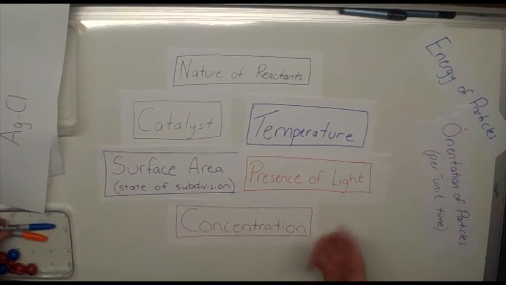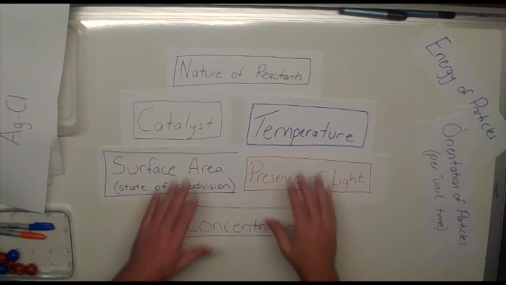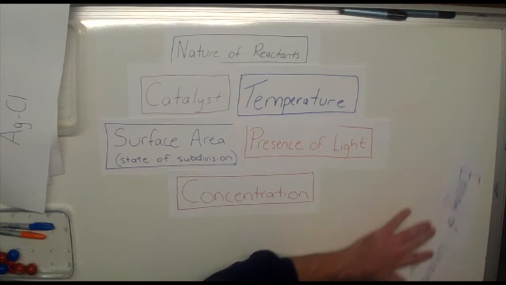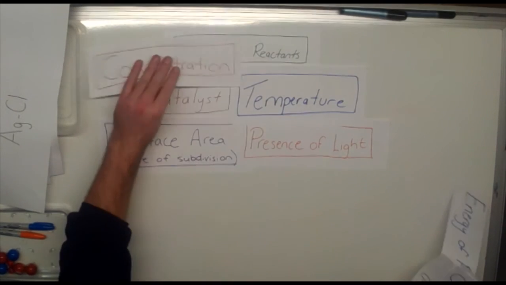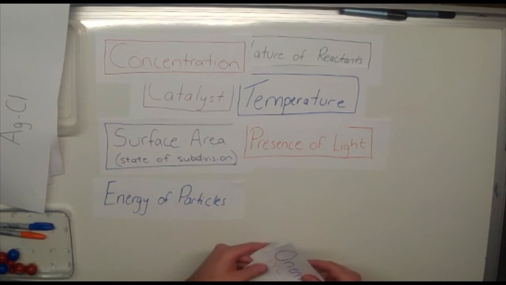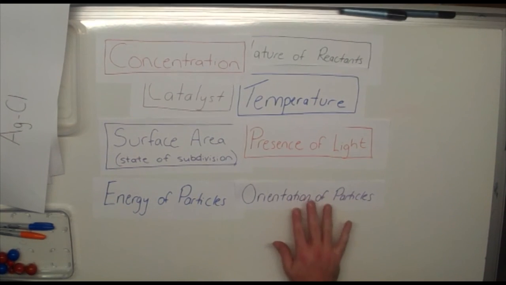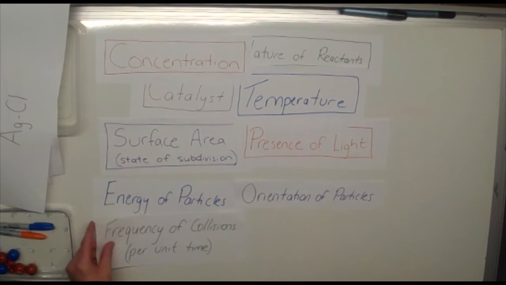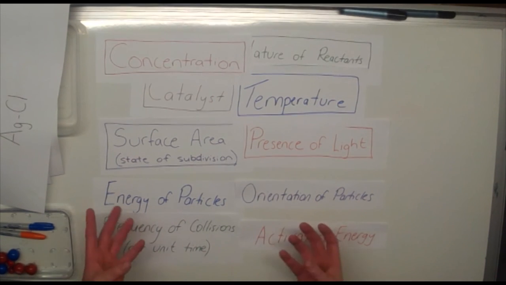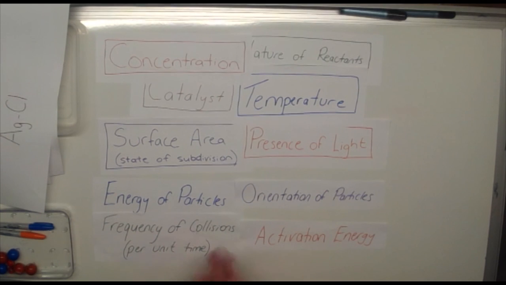What you need to be able to do is explain them in terms of the collision theory, and when you're explaining those, okay, always keep in mind these 4 things. What effect does it have upon the energy of the particles? What effect does it have upon the orientation of the particles? What effect does it have upon the frequency of collisions per unit time and on the activation energy? Try and explain them using those graphs and you'll be fine.